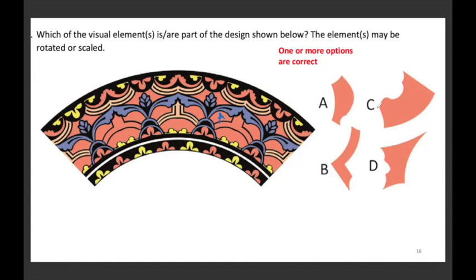Okay. Option B, which is this one, happens here, which is one part. This is B. Option C happens here. Let me draw one part. This is C. And option D happens here. This is option D. So all the options A, B, C, and D are correct and they are a part of the design that is shown here. Okay, we'll move to the next one.